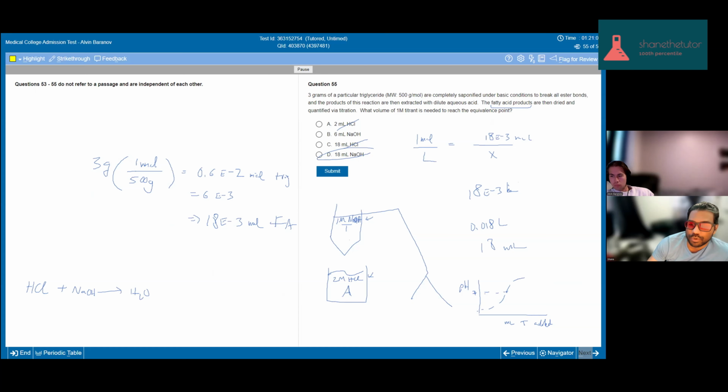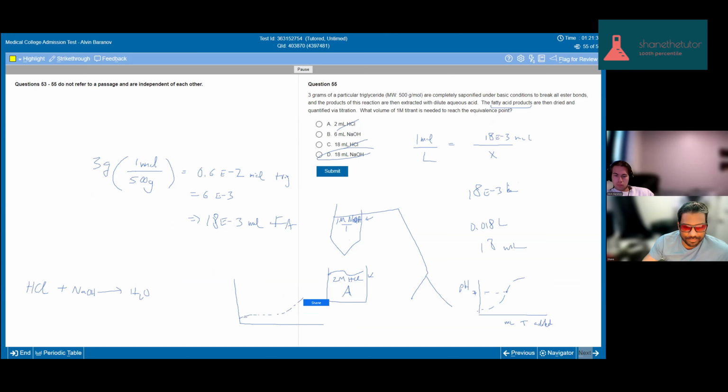So the equivalence point is when the moles of the titrant equal the moles of the analyte, which means it would ultimately be equal to the moles of the analyte that you start off with, because the analyte is the thing we don't change. So that's the equivalence point. And then the half equivalence point is something you'll see more when you are dealing with weak titrations.